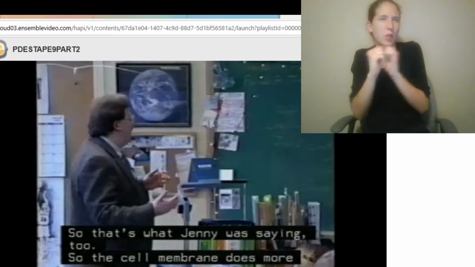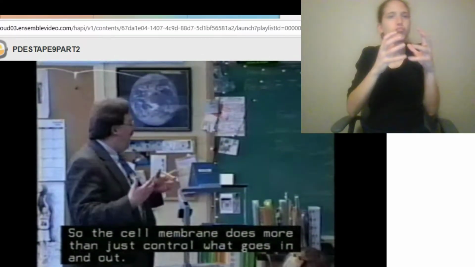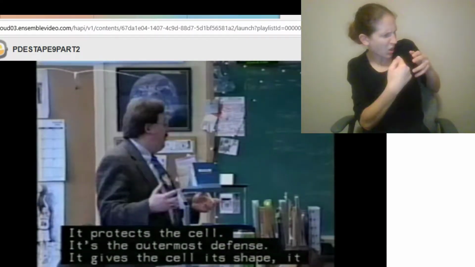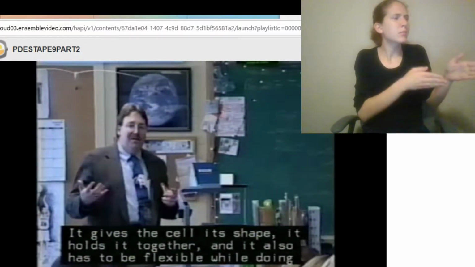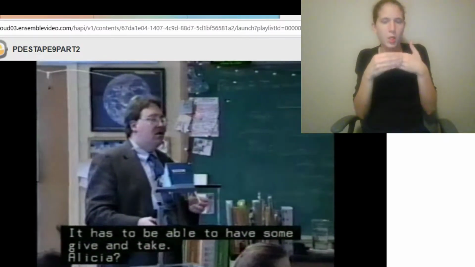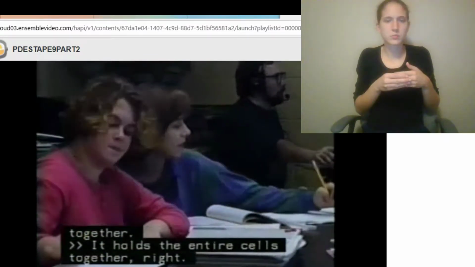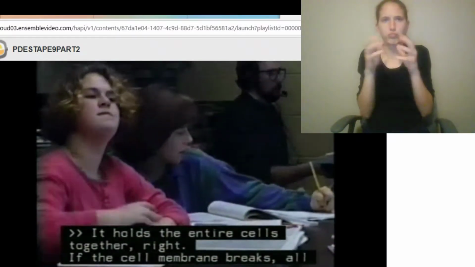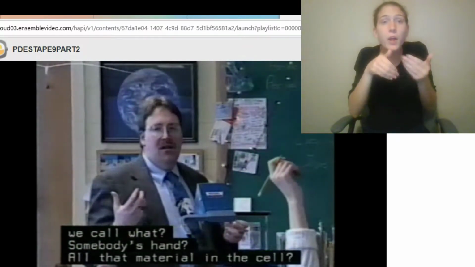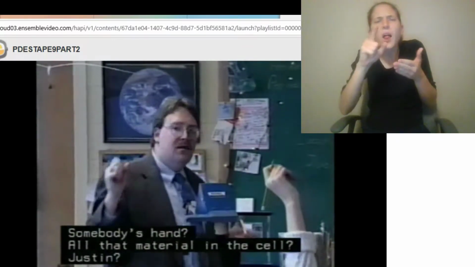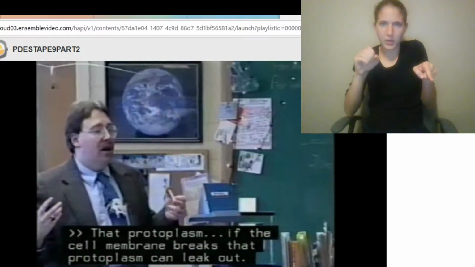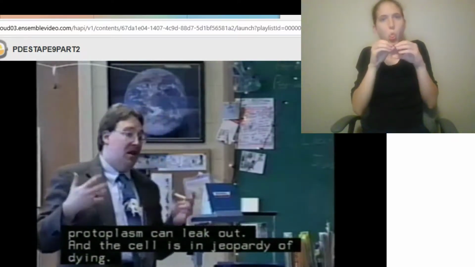So the cell membrane does more than just control what goes in and out. It protects the cell. It's the outermost defense. It gives the cell its shape, it holds it together, and it also has to be flexible while doing all this. It has to be able to have some give and take. Alicia? It holds the entire cell together, right? If the cell membrane breaks, all the material in the cell, which we call what? Justin. That protoplasm, if the cell membrane breaks, that protoplasm can leak out, and the cell is in jeopardy of dying.